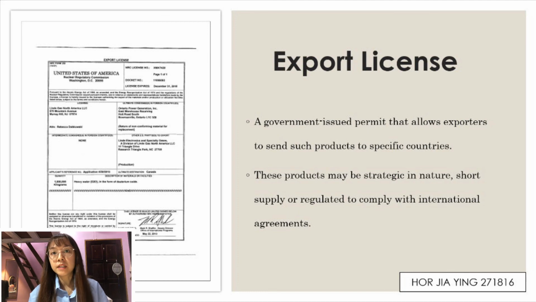The last document that needs to be prepared if you want to export goods to Australia is the export license. Actually, this document is a government issued permit that allows the exporter to send such goods to a specific country. This product may be strategic in nature, in short supply, or regulated to comply with international agreements.